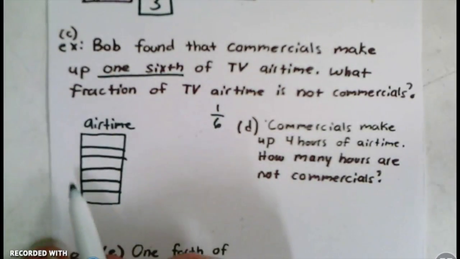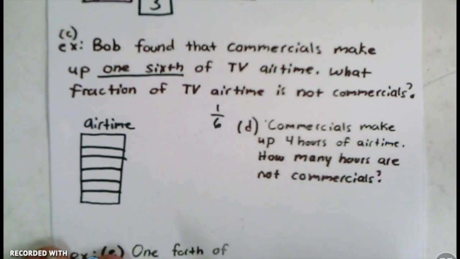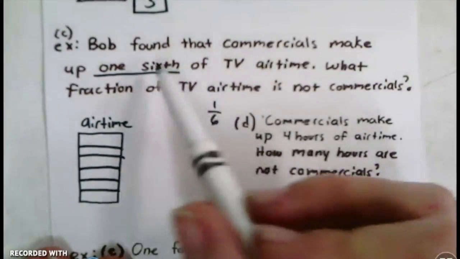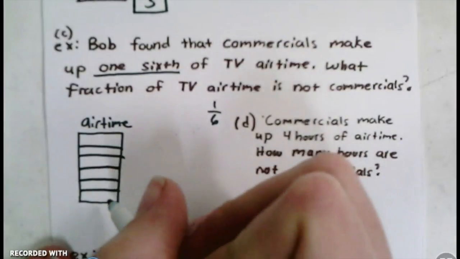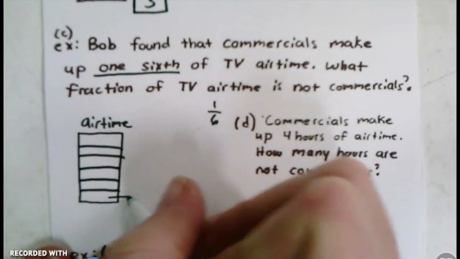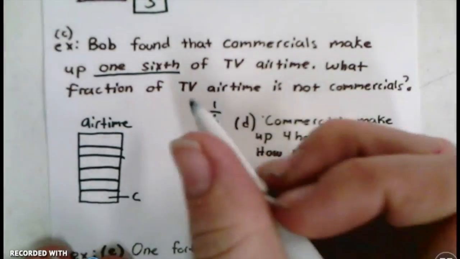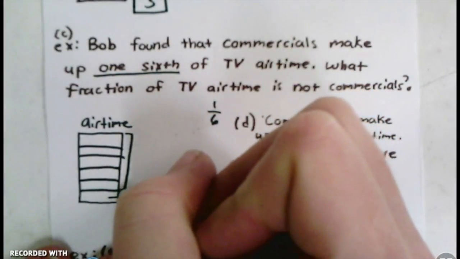To divide that into 6, I divided it in half. And then I divided each half into 3s. That was an easier way for me to do it. You can also draw on an extra box if you messed yourself up a little. Okay, so now I need to label. It says that 1/6 was commercials. So this box right here is going to be commercials. And it wants to know what fraction is not commercials. So all of these are not commercials.